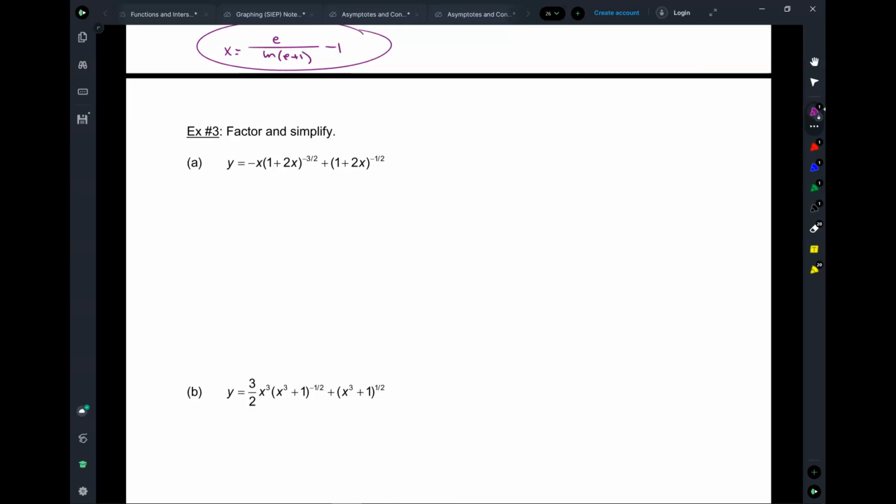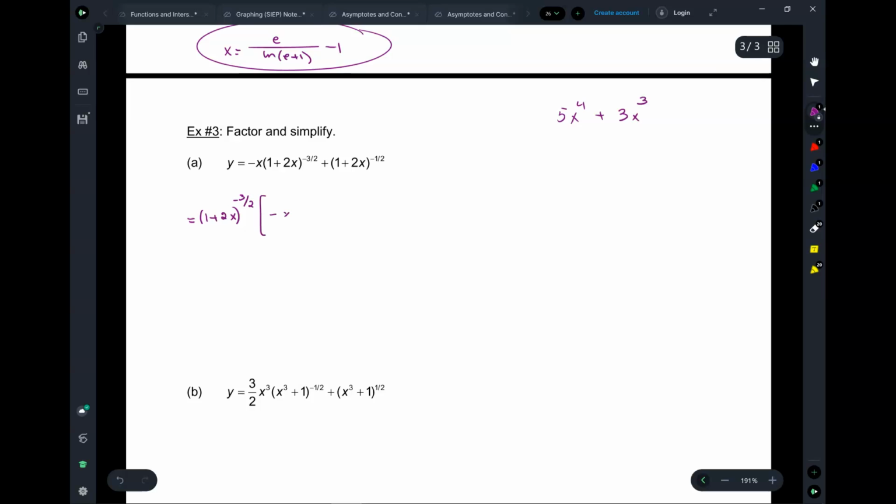So let's remind ourselves. When I have 5x to the 4 plus 3x to the 3, what do I factor out? X to the 3, x cubed, because it's the lowest degree. It's the smallest exponent, right? So here I have (1 plus 2x) to the power of something. Well, I can factor out (1 plus 2x) to the power of negative 3 over 2.